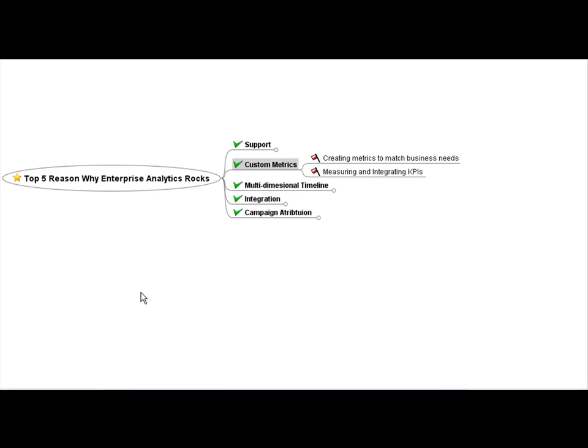The second reason why you need enterprise analytics is custom metrics. You can create custom metrics on the fly in robust analytical tools like Omniture Discover or Core Metrics Explorer. These tools are so powerful that you can create custom metrics and apply them, segment the data to the detail, and you can get actionable insights. At the same time, you can incorporate your company-wide KPIs, or key performance indicators, into your data and measure them across the different data sets.